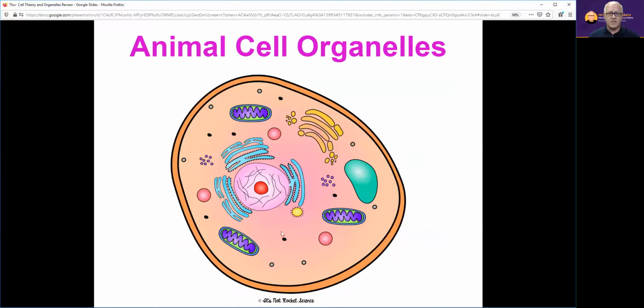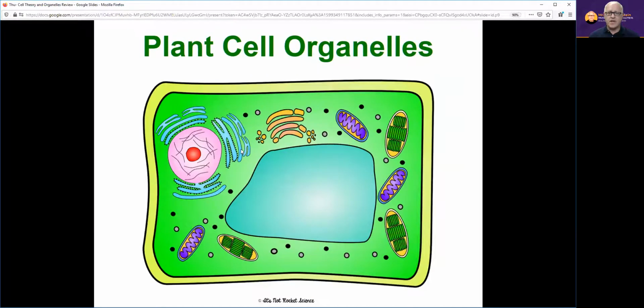This is an illustration of the animal cell and all the organelles inside of it. And then the plant cell. Remember, the plant cell has a cell wall, and it has a large central vacuole. And what differentiates the plant cell from the animal cell is also the plant cell has the chloroplast, which takes sunlight energy and turns it into energy for the plant.